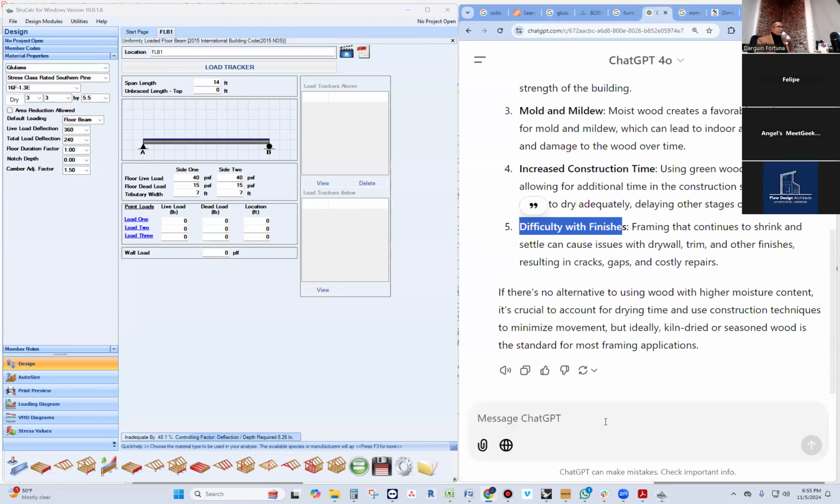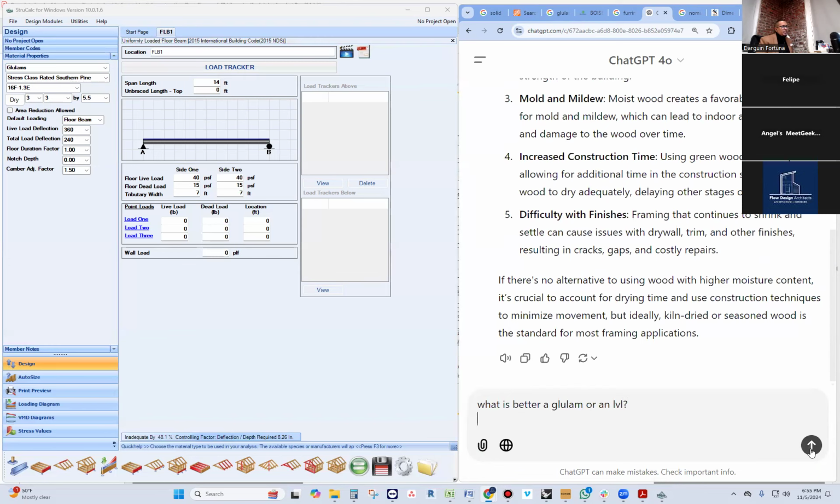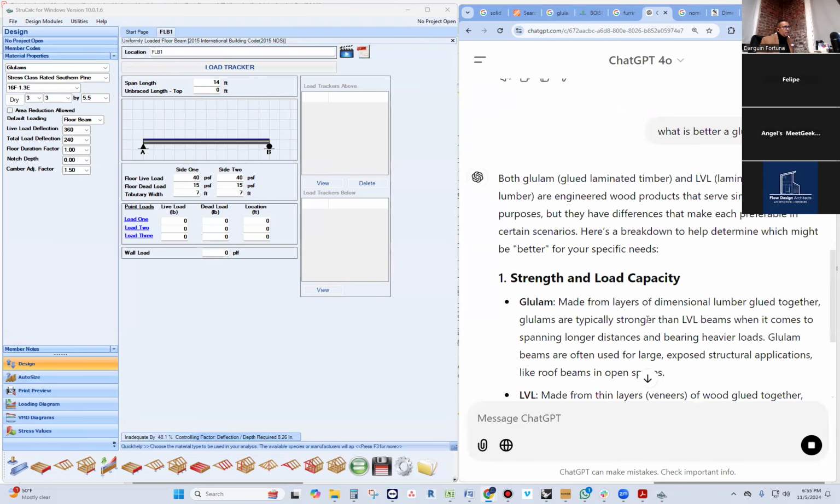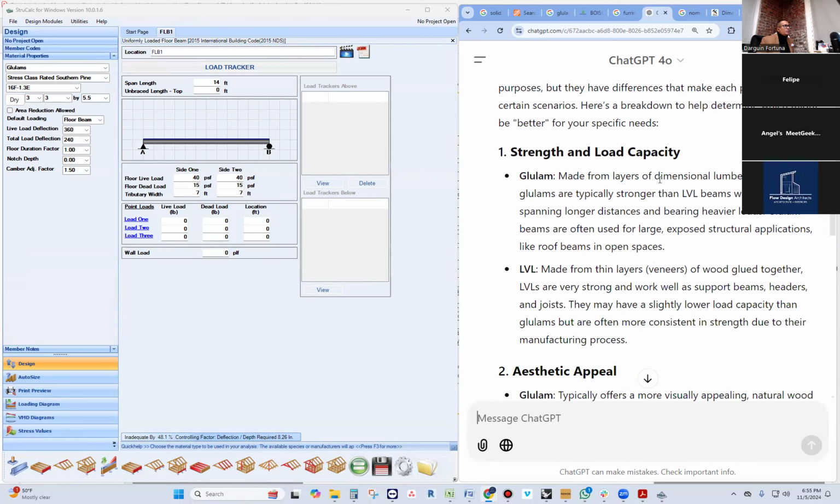In fact, you could actually ask ChatGPT, what is better, a glulam or an LVL? I don't know. Let's see what ChatGPT says about that. Both glulam, glue laminated timber, and LVL, laminated veneer lumber, are engineered wood products. That's true. They serve similar structural purposes, but they differ in ways that make them preferable in certain scenarios. Glulams, made from layers of dimensional lumber, regular lumber, glued together, are typically stronger than LVLs.